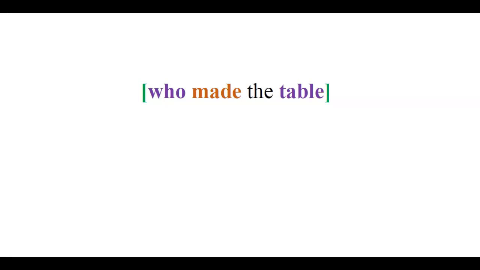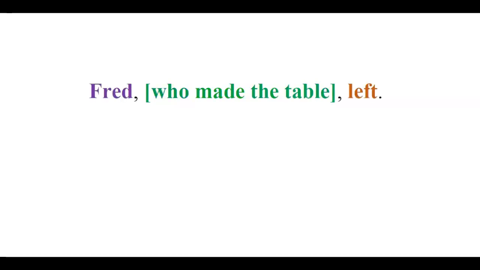So the adjective clauses we've seen so far generally have the word who as the subject, like who made the table. And who, we mentioned before, is kind of a weird subject, but we're using it as a representative. So it represents Fred in this case. The main sentence is Fred left. That's what happened. And then who made the table is an adjective clause, and it tells us more about Fred. Fred, who made the table, left.